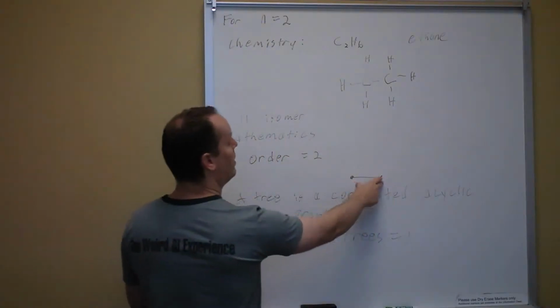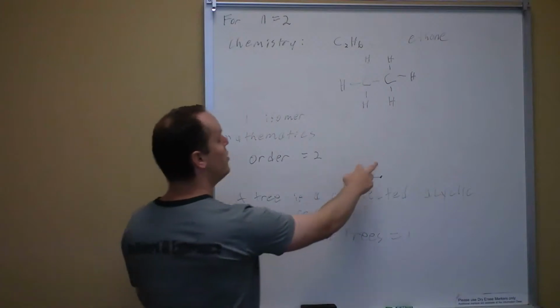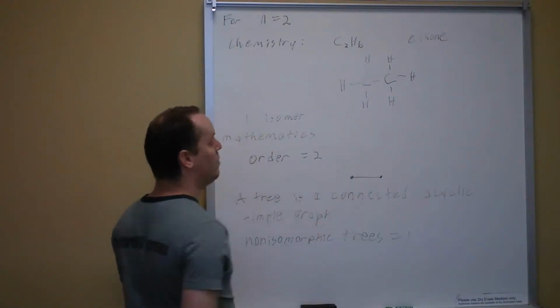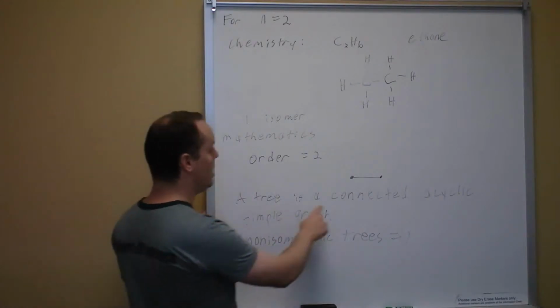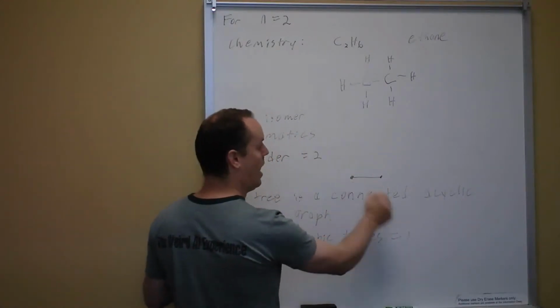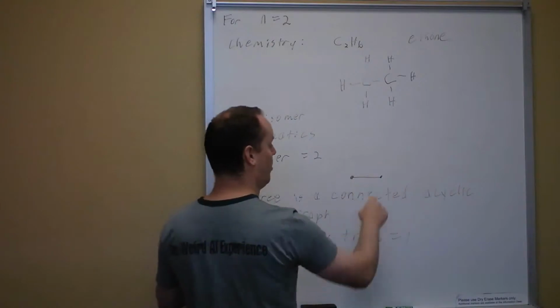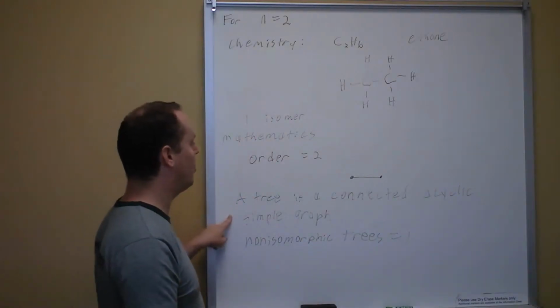Notice they are connected. They have to be connected. Now if you had 2 dots separately, that would be a perfectly good graph, but it wouldn't be a tree. A tree is a connected, acyclic, which means no circles, I'll show you that later, simple graph.